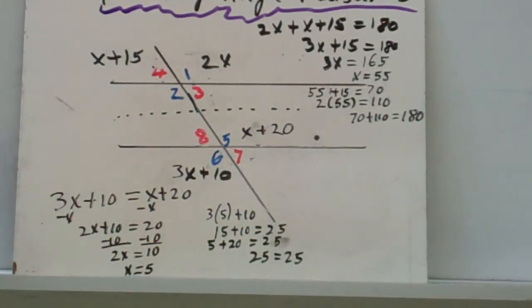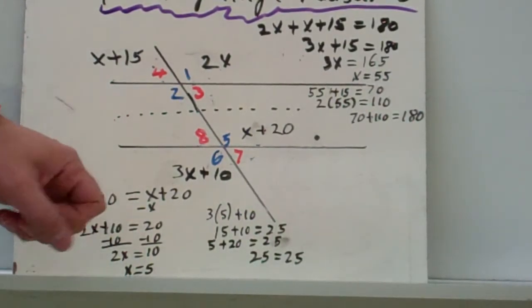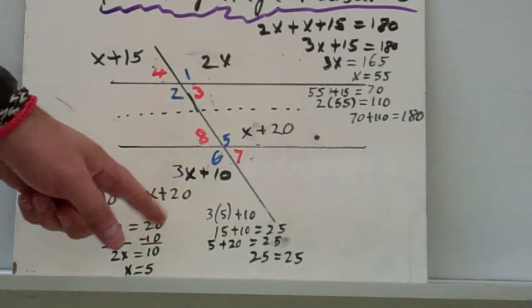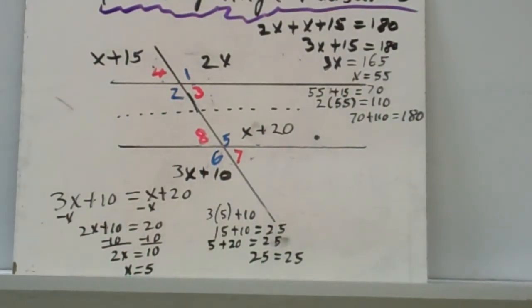We subtract x from both sides. We're left with 2x plus 10 is equal to 20. Subtract 10 from both sides. We're left with 2x is equal to 10. Divide by 2 on both sides, x is 5.